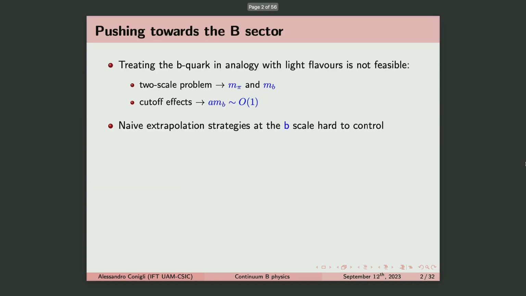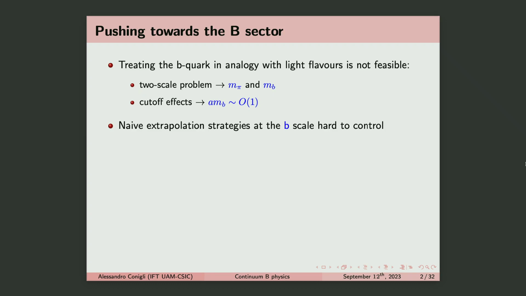So as we all know, treating the B quark is a very challenging task, and pushing to the B sector is very complex. In principle, we might think about treating the B quark in analogy with the lighter flavors, but in practice, this is not feasible because we face two major problems. First of all, we have the so-called two-scale problem, which basically consists in fitting on our lattices both the pion scale and the B quark scale. And then we also face very large cutoff effects due to the heaviness of the B quark.